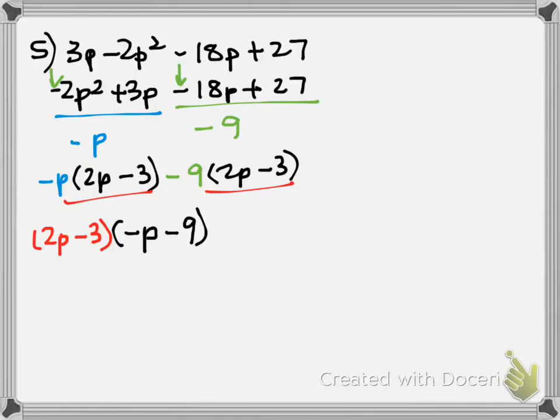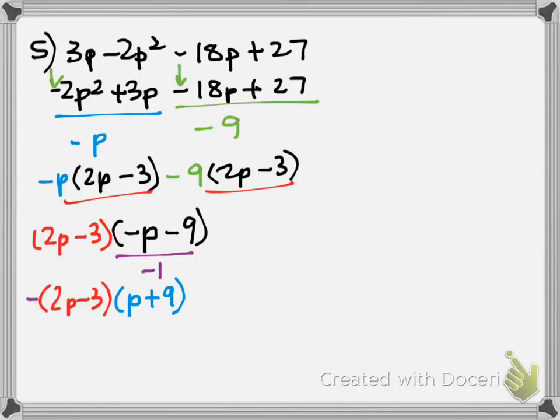If you look in this second binomial, there's a common factor. What do they have? A negative 1. Okay? You cannot leave any common factors in any binomial and say it's factored. Okay? You got to keep factoring. So you would pull out the negative. You still have the 2p minus 3. But now this becomes p plus 9.